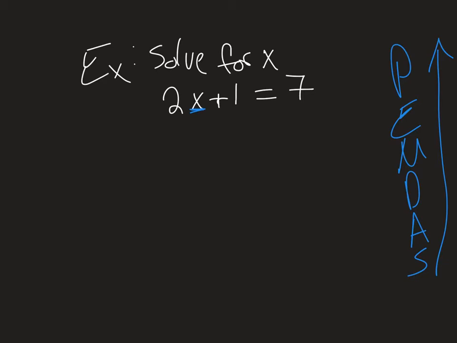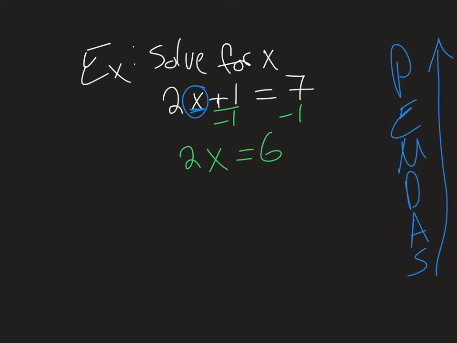So I took a number, let's call it x. I multiplied it by 2, and then I added 1, and I got 7. So I have to think, okay, what was the last thing I did to x? Well, that would be adding 1. How do I undo adding 1? Well, subtracting 1. So subtract 1 from both sides. That leaves me just the 2x on the left side, and 7 minus 1 is 6.